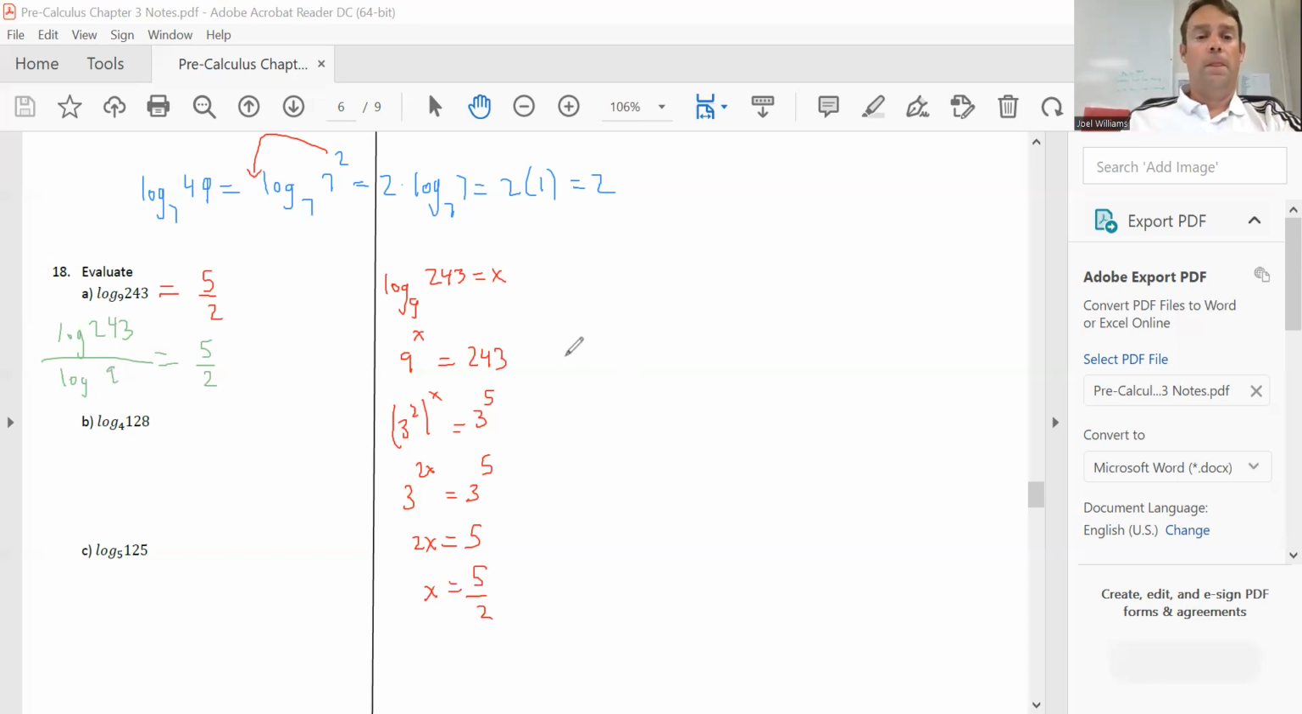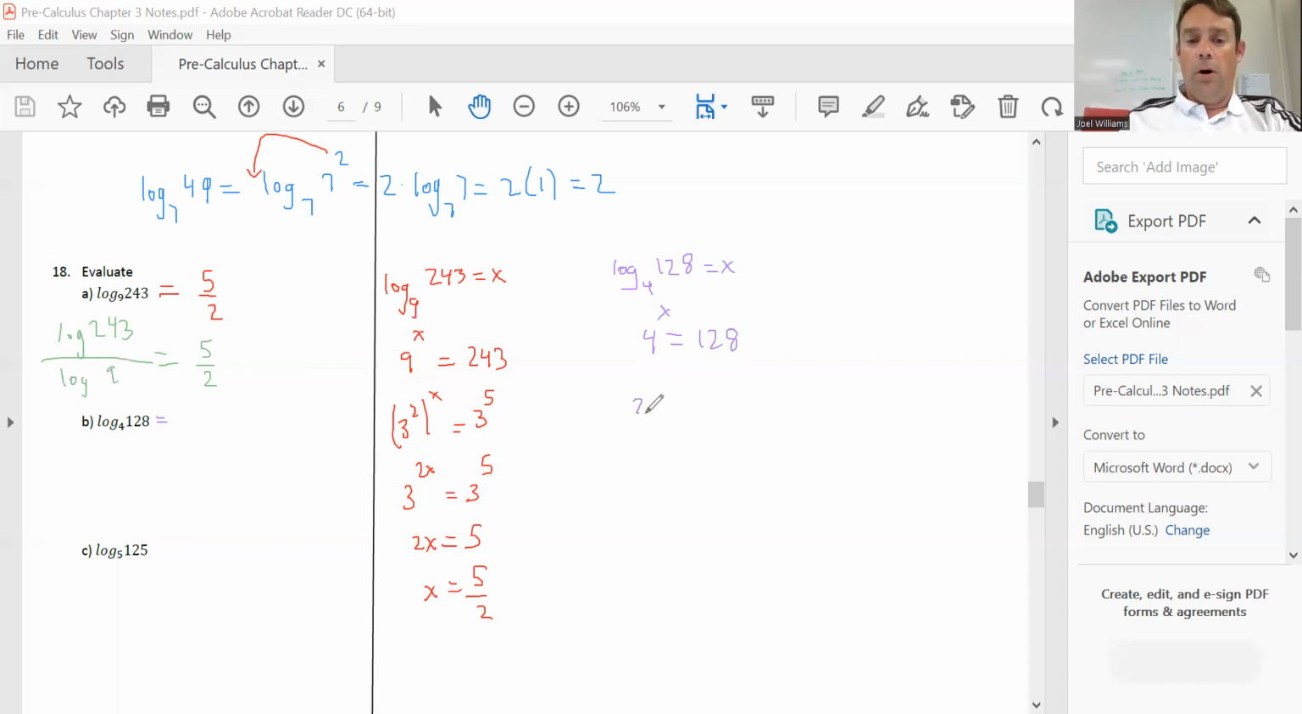No big deal. All right, this next one here, I cannot write 128 in terms of 4. No harm, no foul. That's okay. I can go ahead and either do my change of base formula, or I can set it equal to a variable. So I'll just set it equal to a variable here. So we have 4 to the x equals 128.